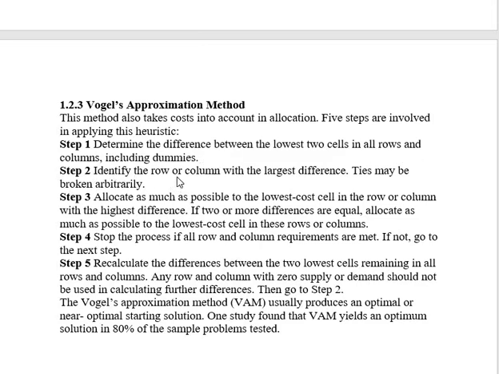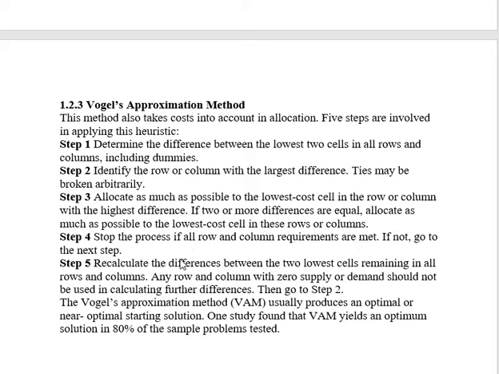Step 2. Identify the row or column with the largest difference. Ties may be broken arbitrarily. Step 3. Allocate as much as possible to the lowest cost cell in the row or column with the highest difference. If two or more differences are equal, allocate as much as possible to the lowest cost cell in these rows or columns. Step 4. Stop the process if all row and column requirements are met. If not, go to the next step.